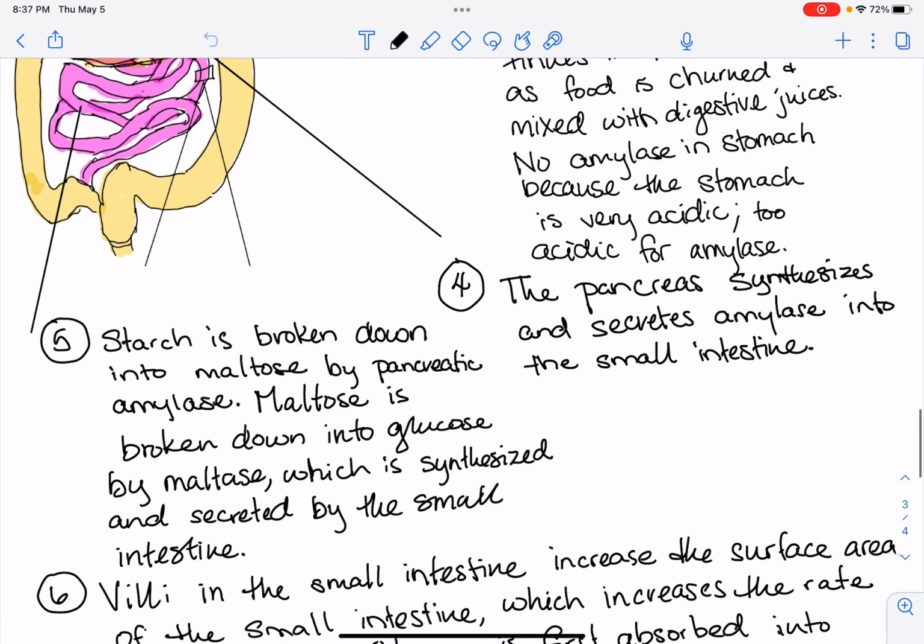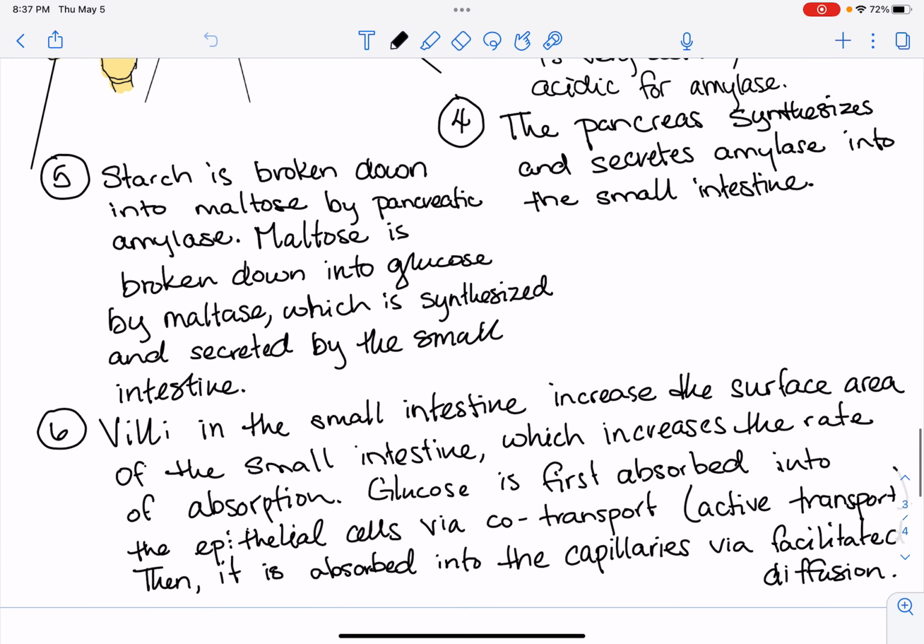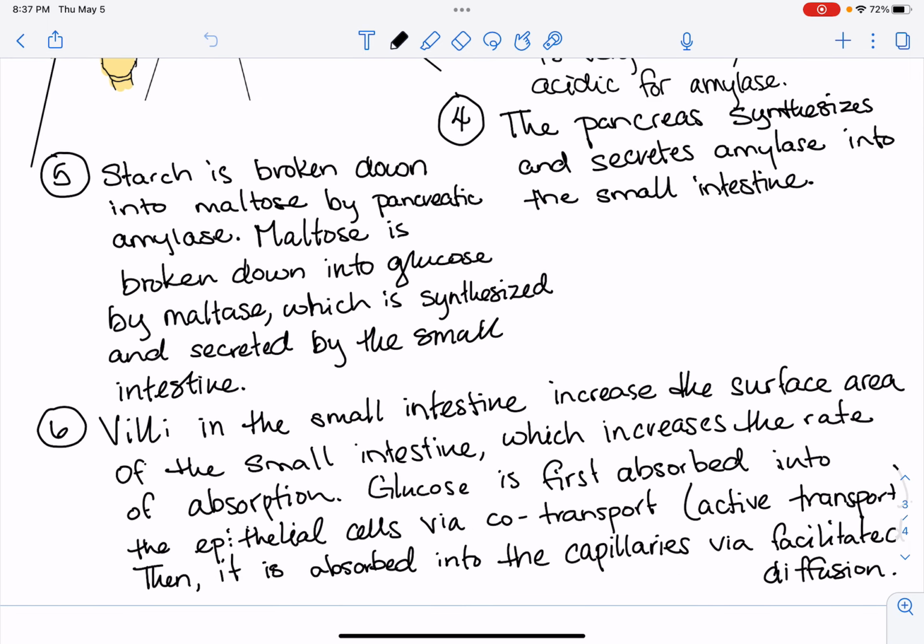So that's all digestion. That's the first 2 parts, ingestion and digestion. Then you need to talk about absorption. So then we have the villi in the small intestine. We know that the villi help increase the surface area of the small intestine, and the more surface area we have, the higher the rate of absorption. So that's the importance of the villi, okay?